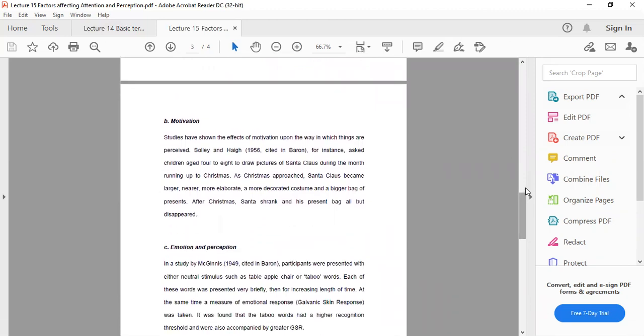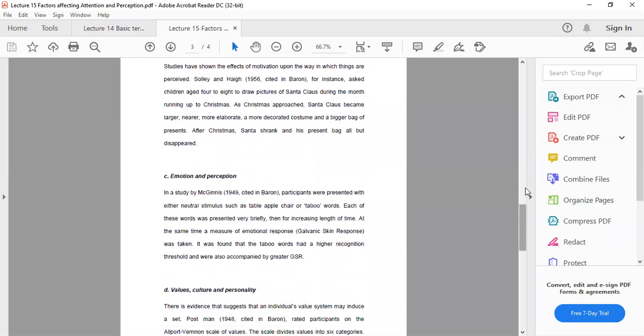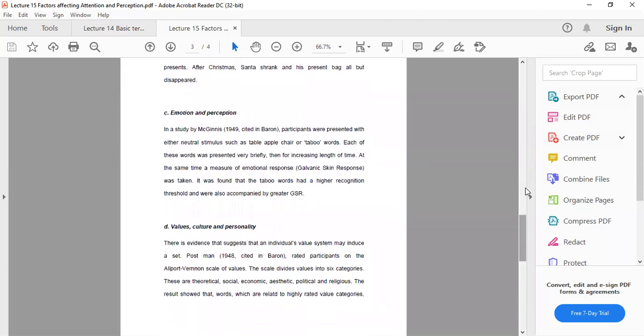Then it goes to motivation, things that motivate us, or it depends on what motivates us. You find, for example, children aged 4 to 8 draw pictures of Santa Claus during the month running up to Christmas. As Christmas approached, Santa Claus became larger and nearer, more elaborate, more decorated, with a costume and a bigger bag than previously. If you ask kids about Christmas now, they'll give you fewer details than when asked around November. Motivation, around Easter, as it goes, also influences the understanding of the content.